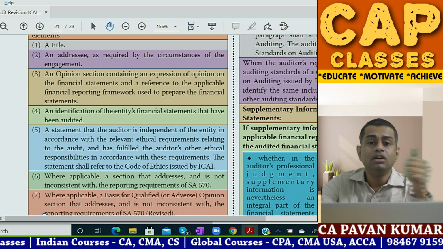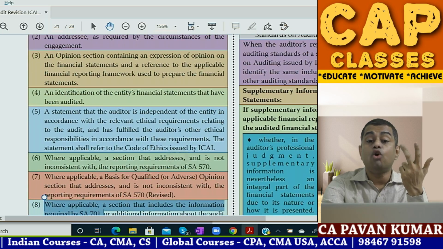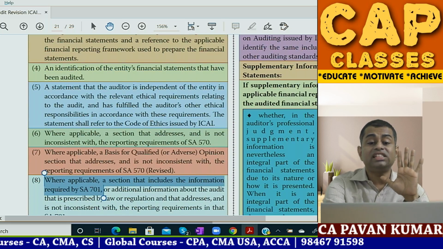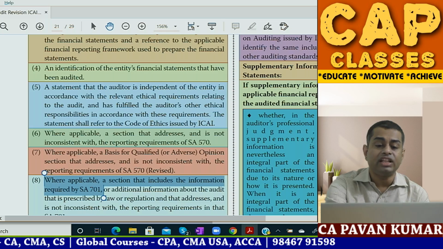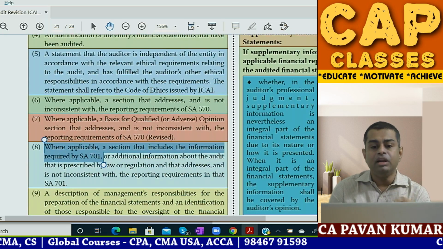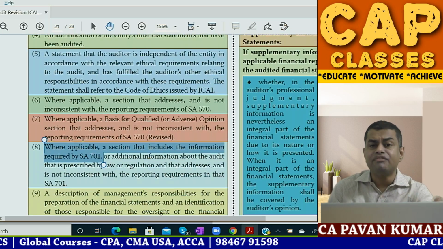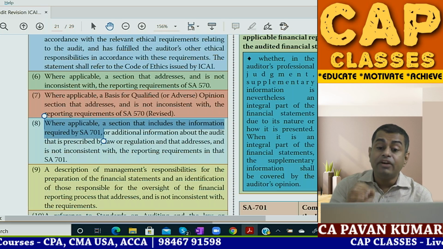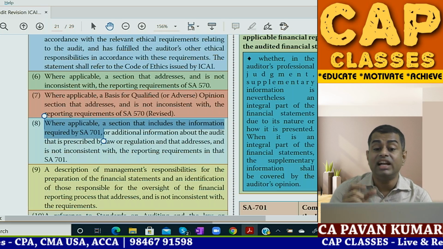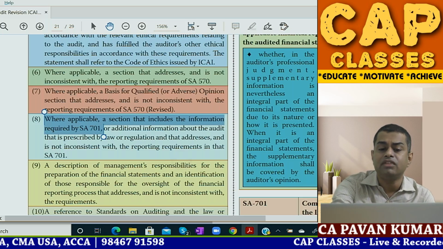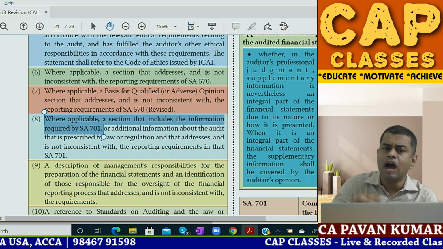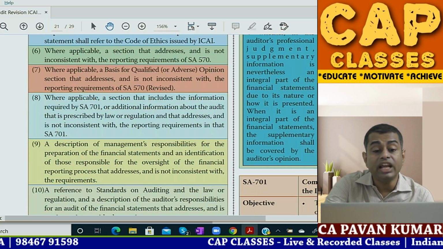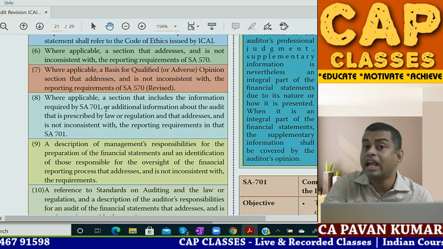So what is the sequence? 1 title, 2 addressee, 3 opinion section, 4 identification of entity's financial statements, 5 a statement that the auditor is independent as per the code of ethics, 6 where applicable a section about SA 570 going concern, 7 where applicable basis for qualified or adverse opinion, a section that addresses and is not inconsistent with the reporting requirements of SA 570. That we'll discuss after a few minutes in 705. Then 8 where applicable a section that includes information required by SA 701 KAM, key audit matters.